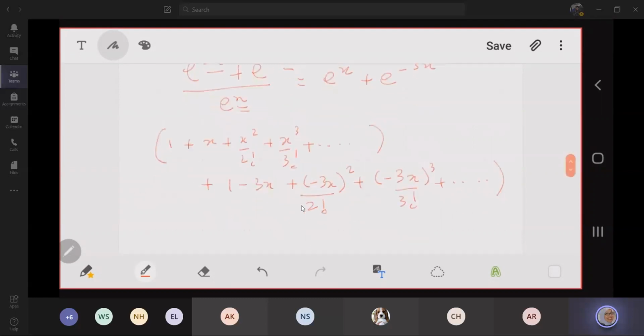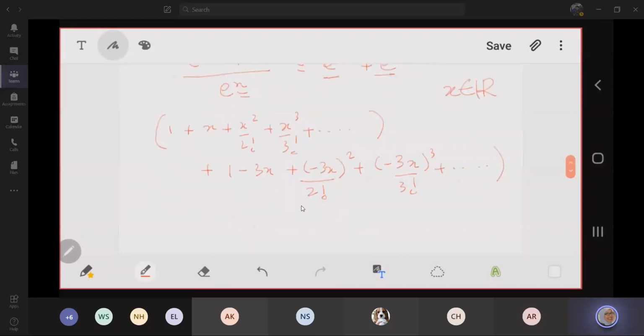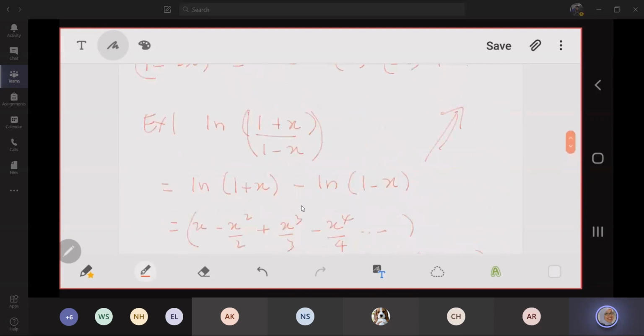Now what about the range of validity? The same thing: because this is exponential, x belongs to the reals. Just now I forgot to mention, when you have that, what is the range of validity for example 1?